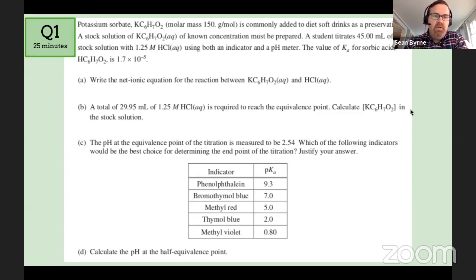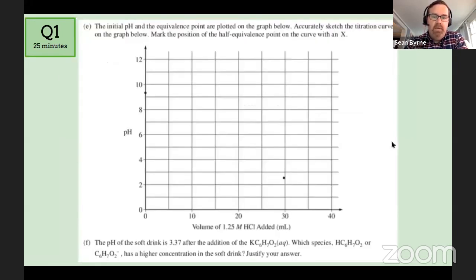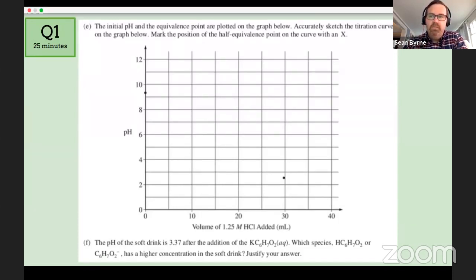The next page of the question has you looking at a graph. And don't forget part F down there at the bottom, to answer a question about the higher concentration. Which species has a higher concentration? So I'm going to give you a second here to pause, do some solving of your own, and then come back to me when you have what you think is your good solution.